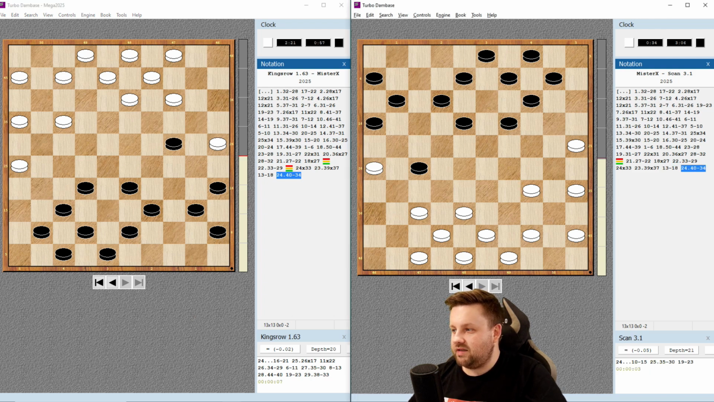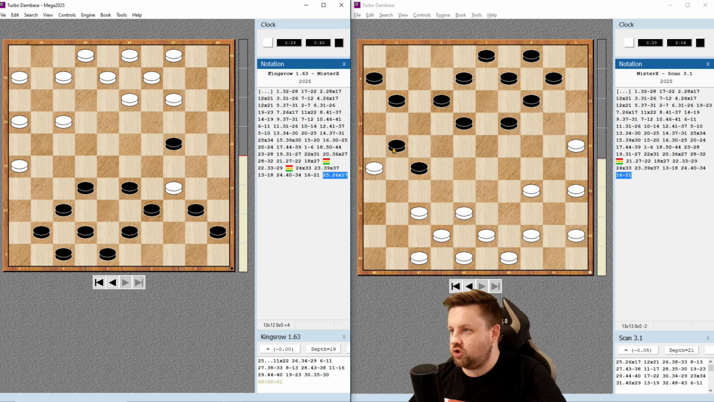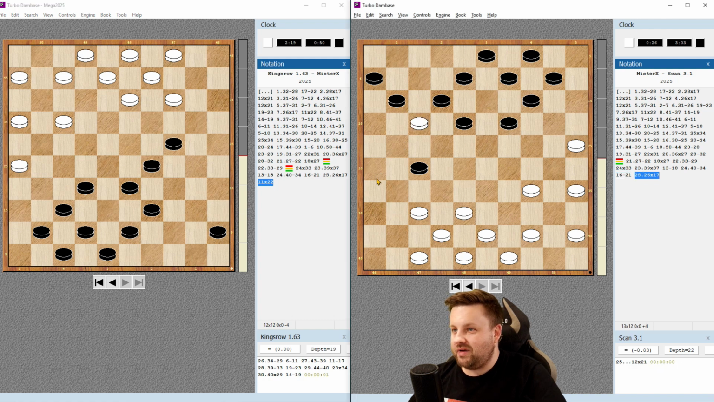40-34 at this moment. Still Scan thinks it has a very slight advantage, but it's not much. 16-21 it is. Exchange, and which direction? Oh, I hope it will be that way, but I haven't captured that, otherwise I must take it back. Which way will it be, dear Scan? I'm down to 26 seconds against Scan. It's not much.